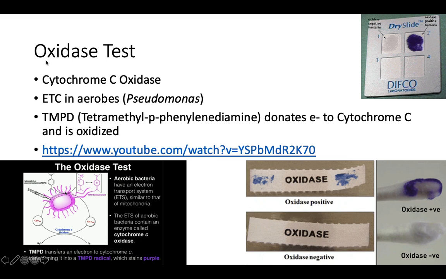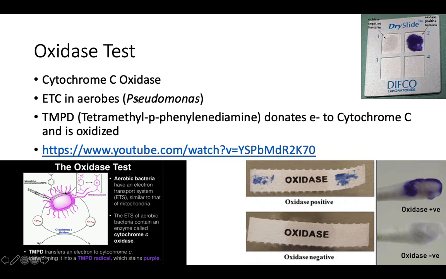So pseudomonads are the only ones that are going to produce this enzyme, oxidase, and this is the same thing for these guys. This is what they're going to use to break down those toxic byproducts of oxygen, cytochrome C. Cytochrome C oxidase is what this Pseudomonas organism is going to use to break down their toxic byproducts of oxygen.